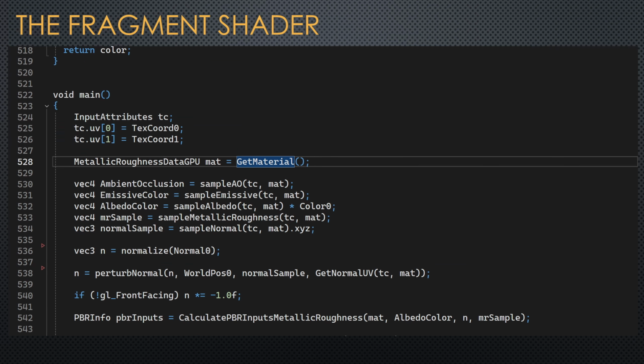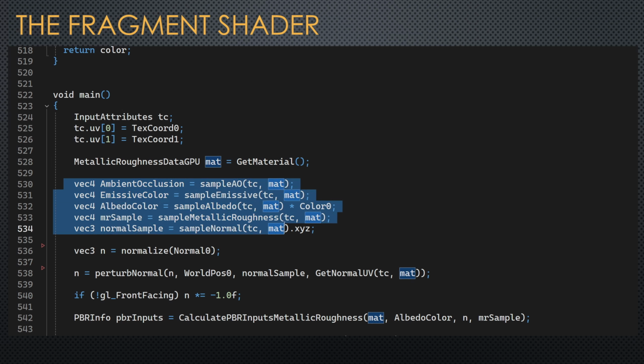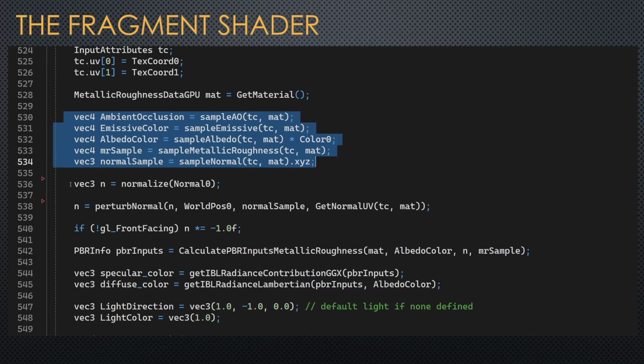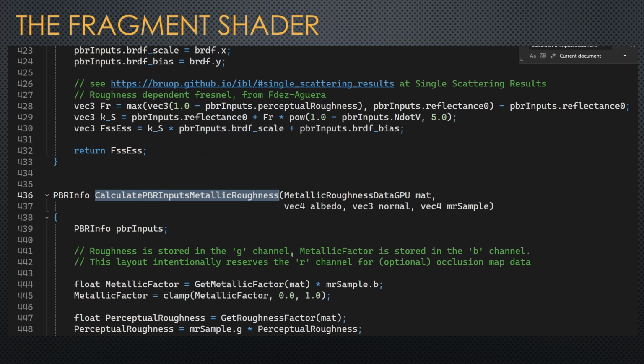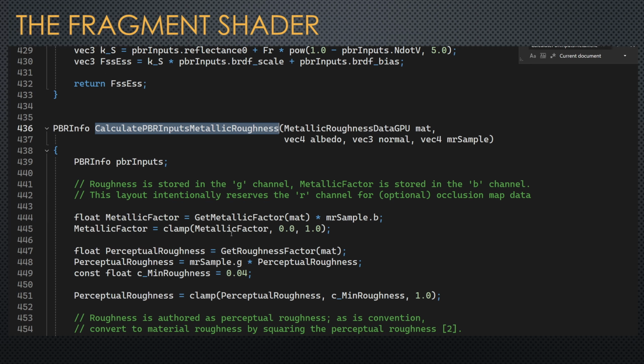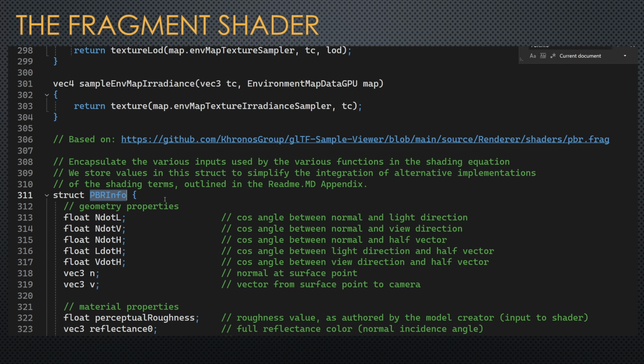We now sample 5 textures: ambient occlusion, emissive, albedo, metal roughness, and the normal map. We can now calculate normal mapping, and if you need more details, then I have an entire video on that. The next function call is kind of a utility function. It calculates a few pieces of information that we will need for the algorithm. Those pieces are wrapped in a structure called PBR info.